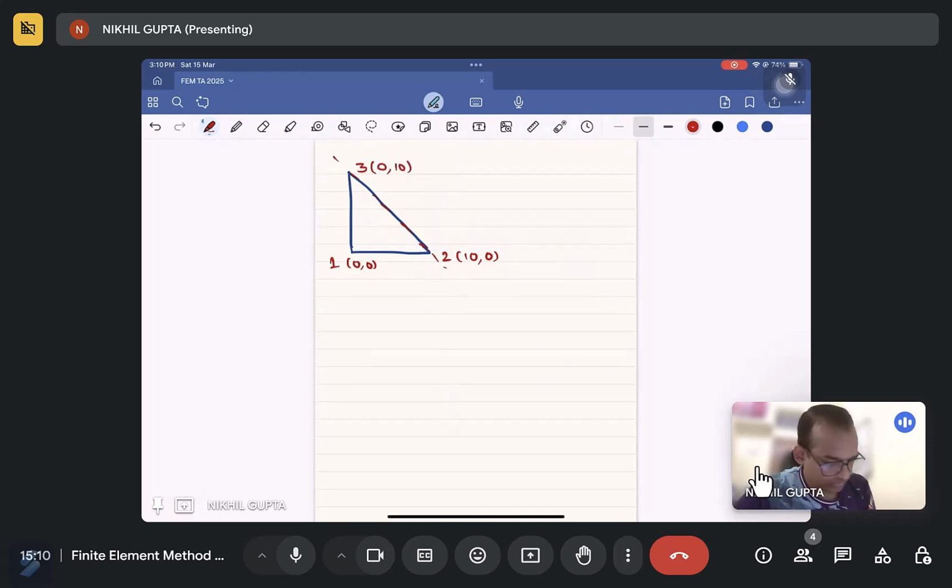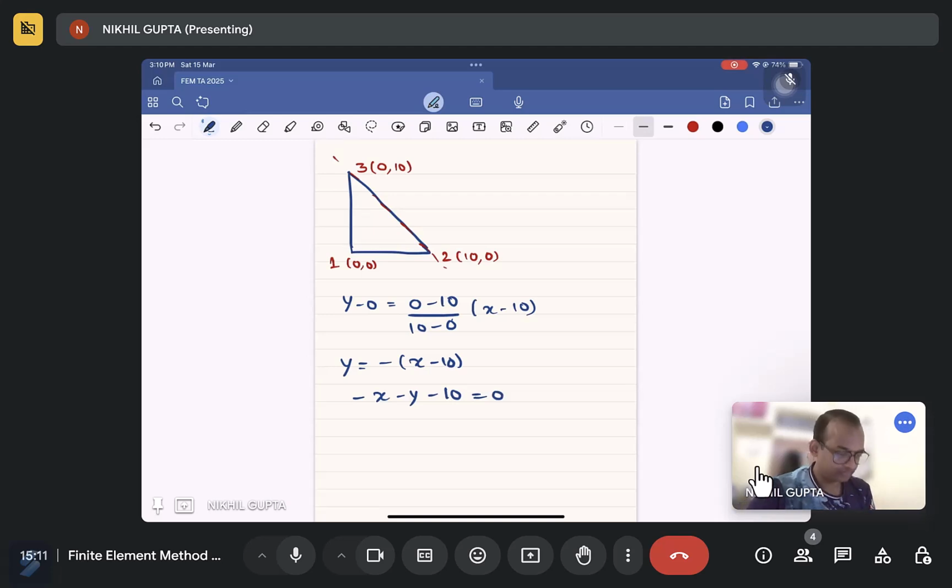So this equation we can solve by writing y minus 0 is equal to (0 minus 10) over (10 minus 0) times (x minus 10). I've just written the linear equation of a line through 2 points. When you solve it, you will get y equal to minus x plus 10. So you can write this as minus x minus y plus 10 equals 0. So you get the equation of this line.